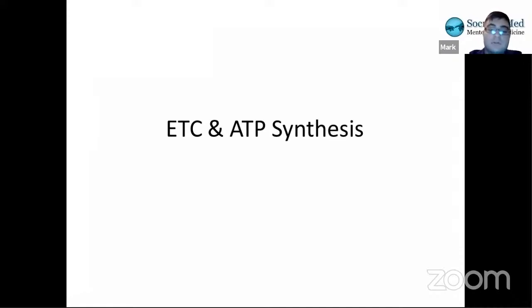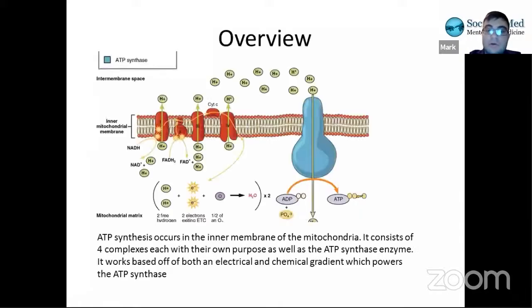Next, I want to talk about the electron transport chain and ATP synthesis. So the overview of this is, there's a lot to look at here, and there's a lot of confusing numbers and molecules here. But just looking at it one piece at a time, ATP synthesis occurs in the inner membrane of the mitochondria. So inner mitochondrial membrane.